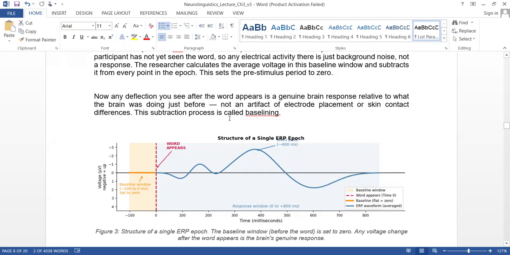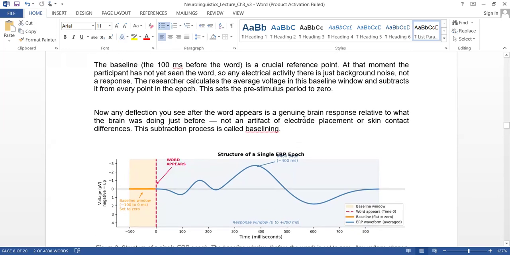Now you can see over here, the word pair in general brain spot related to what the brain was doing just before, not artifacts or electrode placement. Now 100 ms is the reference point. The participant has not yet seen the word, and the electrical activity there is just background noise. So there is electrical activity here, but that's background noise. It's not a result of a stimulus, a language or linguistic stimulus, right? Now, researchers calculate the average voltage in this baseline. So whatever average voltage is there, right?